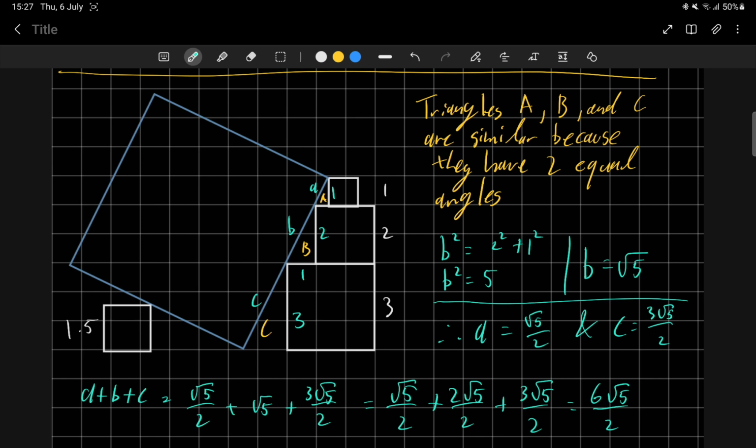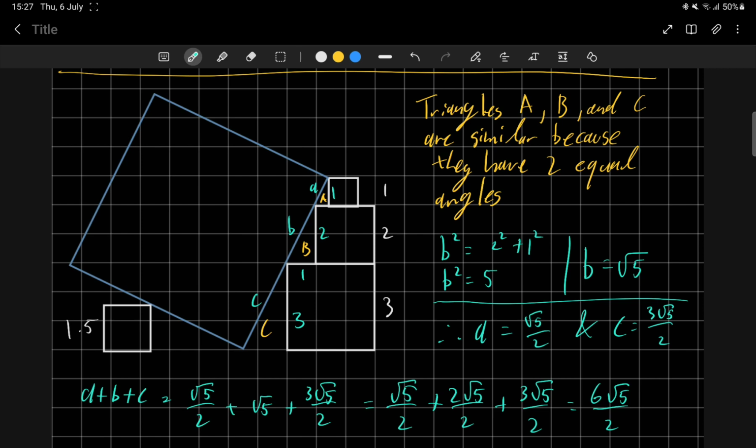Now, to find the area of the gray box, I need A plus B plus C. So the first thing I'm going to figure out is B. For B, I already have the base and the height, so I can use the Pythagoras theorem: B squared is equal to 2 squared plus 1 squared. So B squared equals 5. Therefore, B is the square root of 5.